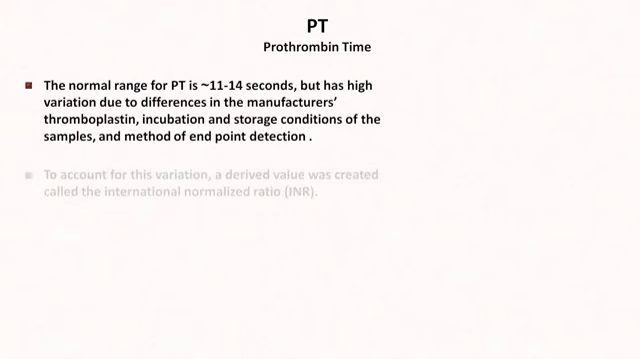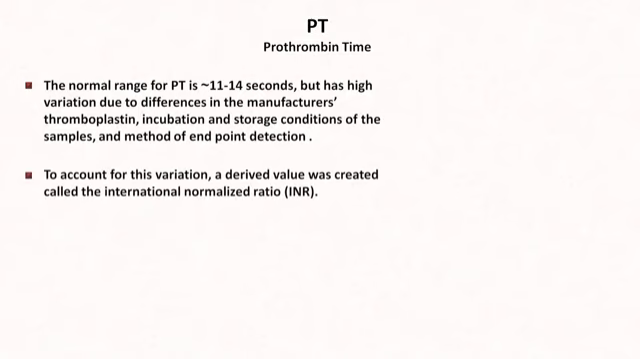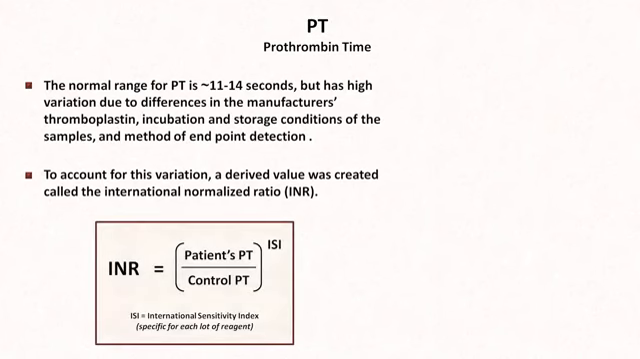However, in the early 1980s, to account for this variation, a derived value called the International Normalized Ratio, or INR, was developed. The INR is calculated as the patient's PT divided by a controlled PT raised to the power of something called the ISI, which stands for the International Sensitivity Index.